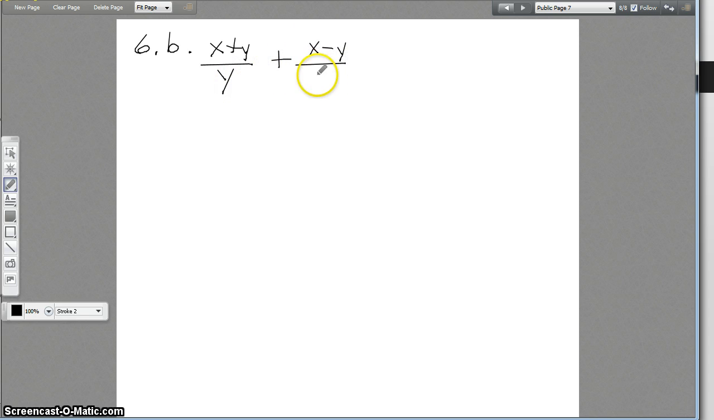First thing you do when you have fractions is check to see if you have a common denominator. We do. We have y and we have y. They're exactly the same. That means we can write this as a single fraction. So we're going to copy our first numerator, x + y, and then we're going to add our second numerator, x - y. And when we do that, we get x + x is 2x, y - y is 0, and then we copy our denominator, we have 2x over y. So that is 6b.